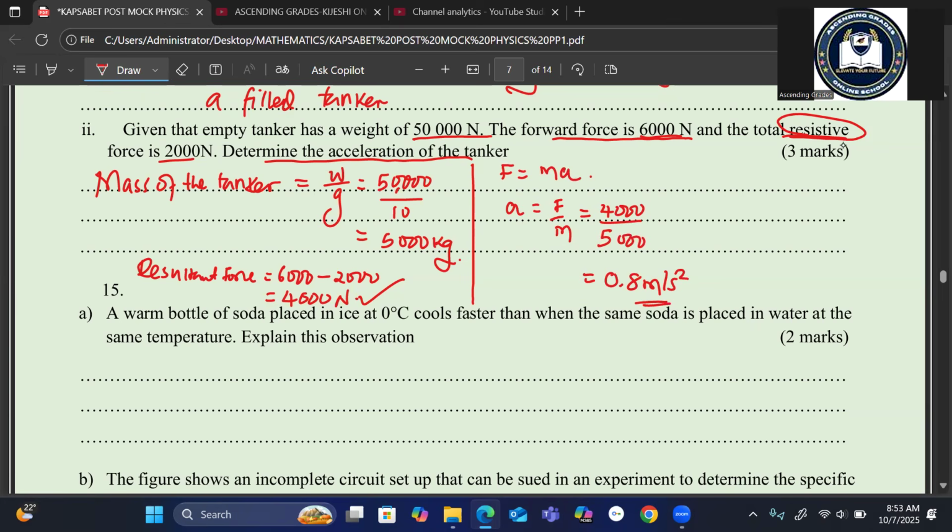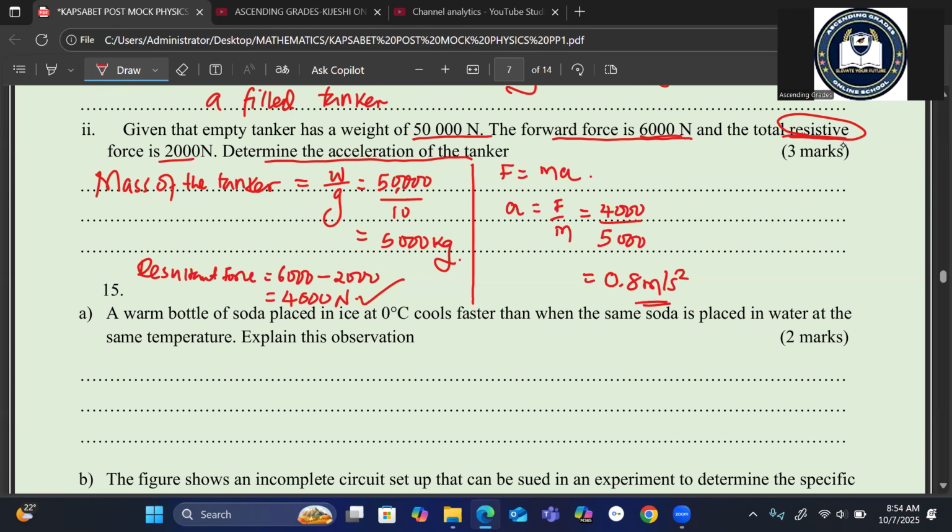A warm bottle of soda placed in ice at 0 degrees Celsius cools faster than when the same soda is placed in water at the same temperature. Explain this observation.